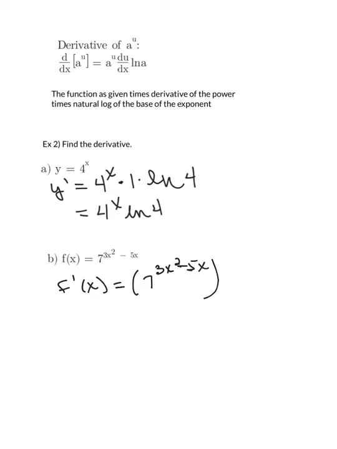Take that times the derivative of the power, which is 6x minus 5. And then finish by taking it times the natural log of the base of the exponent, which is 7. There is nothing that you can do to clean this up. That is your answer. You're done.